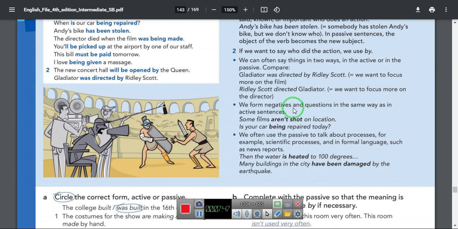На режиссере делаем акцент. We form negative and questions in the same way as in active sentences.